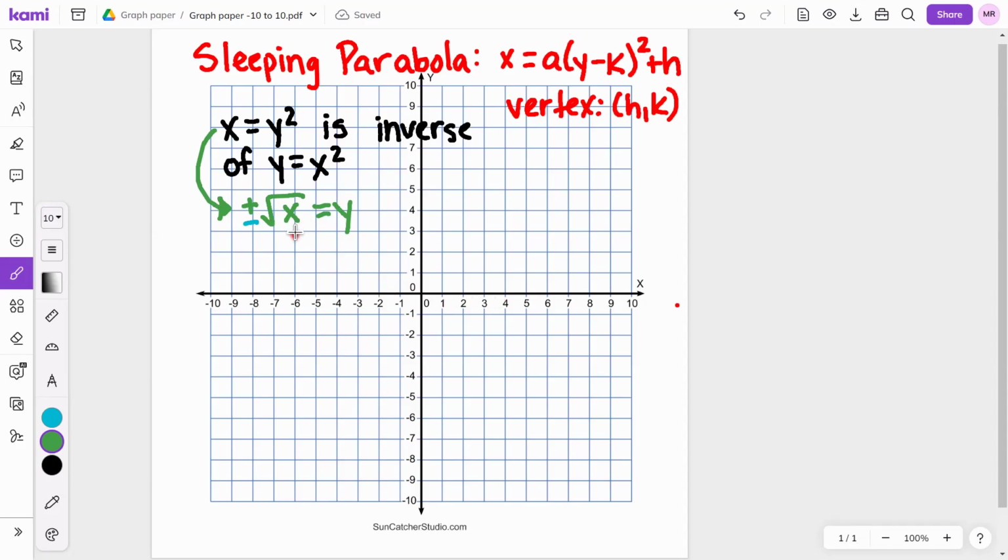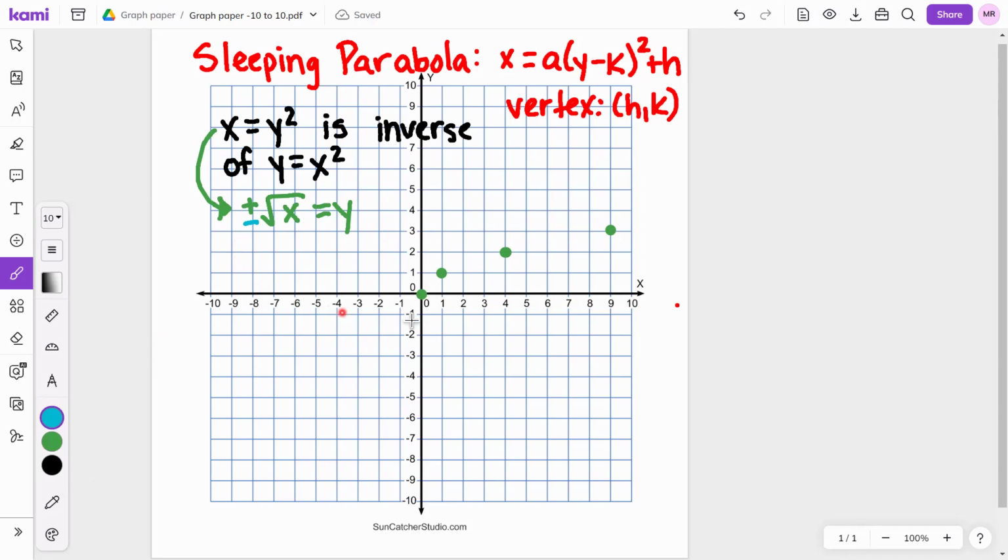So let me first graph the positive square root, which we've already done in an earlier video. So I'm going to start at 0. The square root of 0 is 0. I'm going to go out 1. The square root of 1 is 1. I'm going to go out to 4. The square root of 4 is 2. I'm going to go out to 9, and the square root of 9 is 3. So I'm going to go up 3.